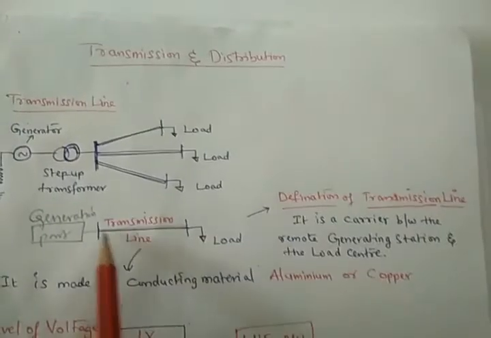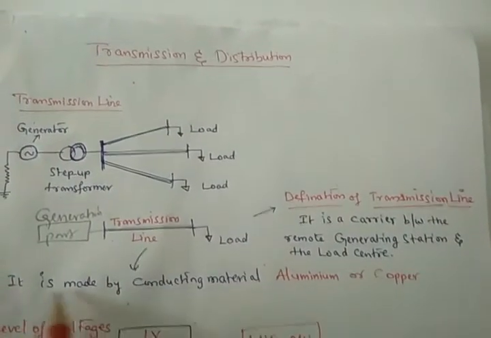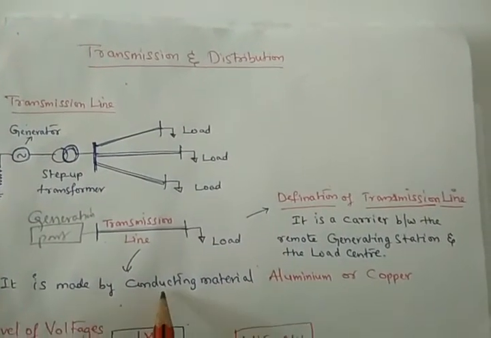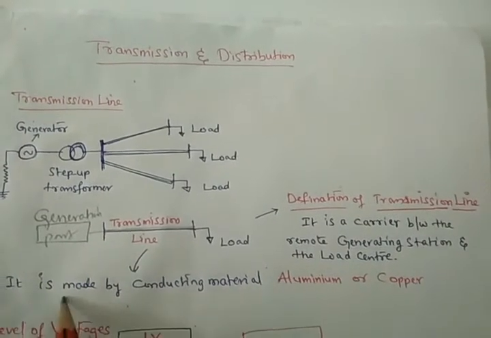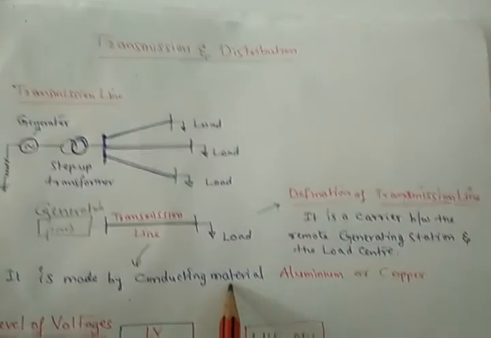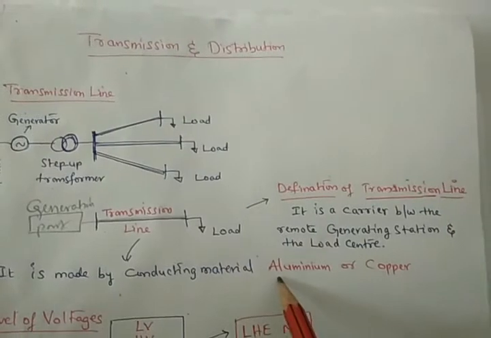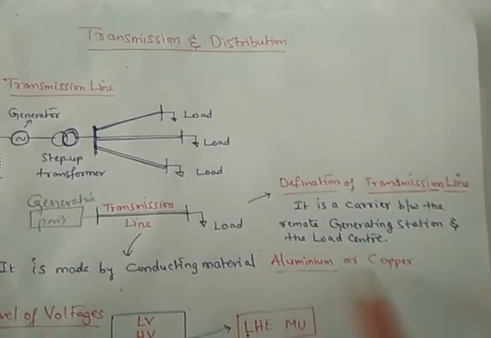Okay, now what is a transmission line means? It is basically made of conducting material. So it is made up of a conducting material. So the conducting material is either aluminum or copper.